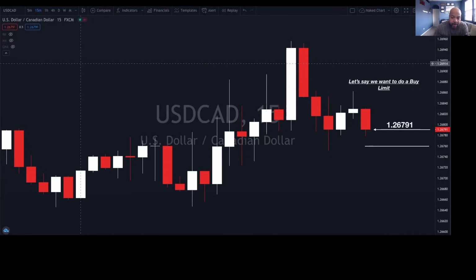The current price is at 1.26791, but we see that your order is at 1.26760. In MetaTrader 4 or in TradingView, we're putting our order in as 1.26760 because we want to do a buy limit. So we would go to buy limit, type in 1.26760. That's where that first white line is, because you're saying if price reaches down here, I believe it's going to go up.